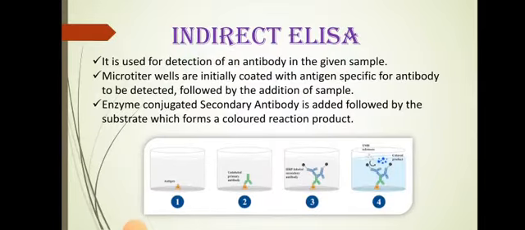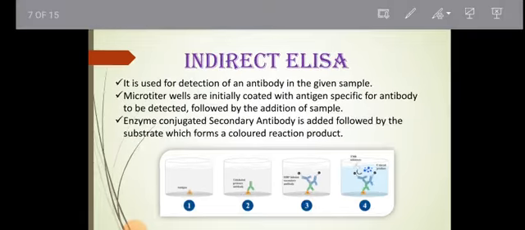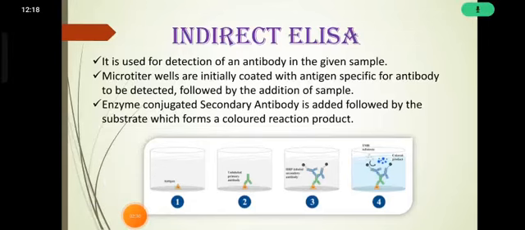Next, indirect ELISA is used for detection of antibody in the given sample. The microtiter plate is initially coated with antigen specific for the antibody to be detected, followed by the addition of sample. Enzyme conjugated secondary antibody is added, followed by the substrate, which forms the colored reaction.